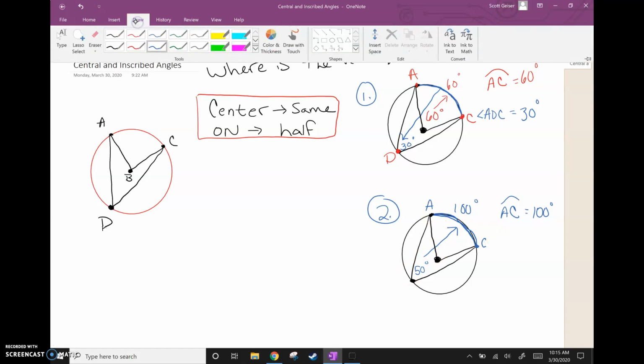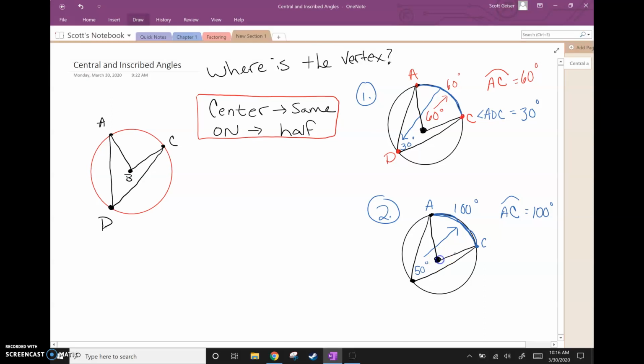Then that would also mean that the center would still be the same as that. So like if I put a B in here, angle ABC would also be 100 degrees because center would be the same as the arc length. Okay, on is half, center same. On, half, center same. I would write this down somewhere, maybe even draw these two pictures. Boom. Put that in your notebook somewhere. That way you can use that whenever you're doing your Khan Academy. Because as long as you have this visual, you can apply it: hey, where's my vertex?